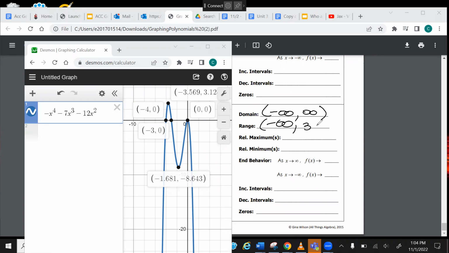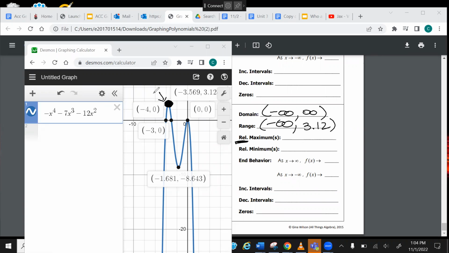All right, range is going to be from negative infinity to 3.12. Because that's my highest y value right here. Does that make sense? Like, this is the highest point. This is like Mount Everest, the highest point, right? With me? Okay. Maximum. Now, this says relative maximum.